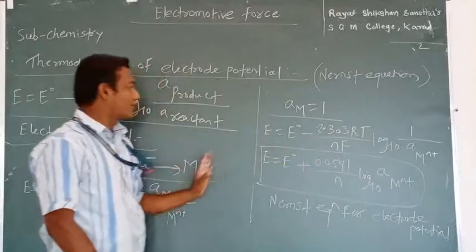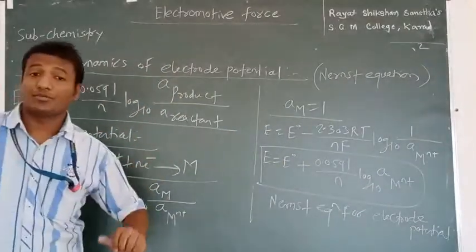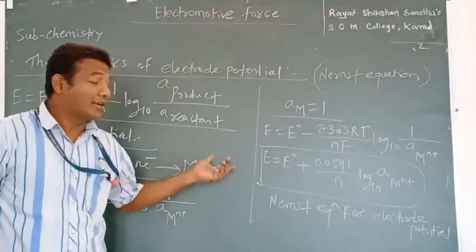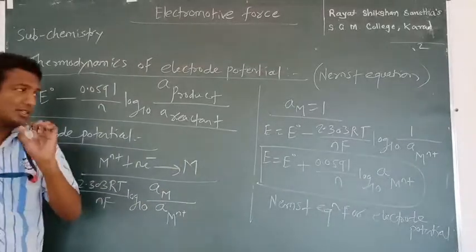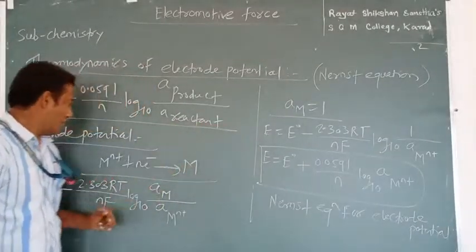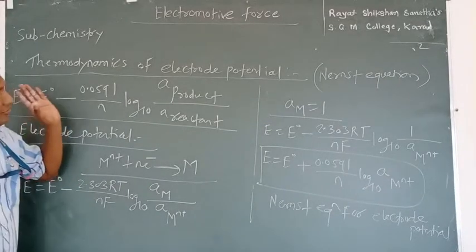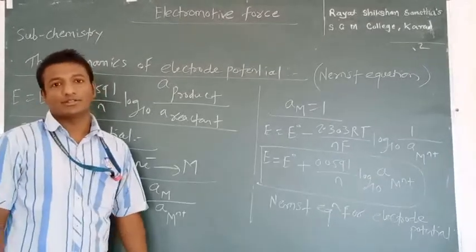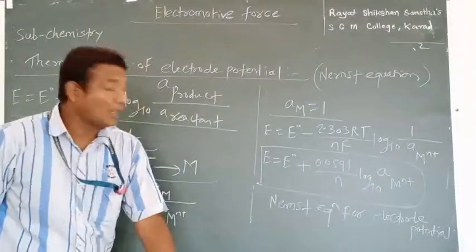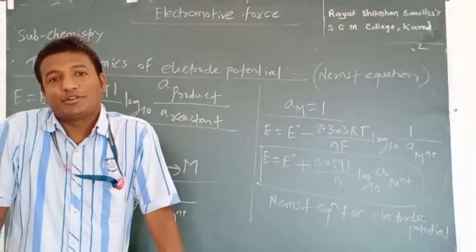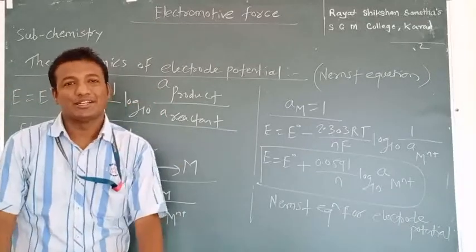होल टॉपिक में ये इक्वेशन यूज होने वाला है. Types of electrodes, liquid junction potential, then chemical cell without transference, with transference, concentration cell with transference, without. हर जगह पे ये इक्वेशन यूज होने वाला है, नर्स्ट इक्वेशन. So this is about thermodynamics of electrode potential, the Nernst equation. In the next lecture we will see the types of electrodes, how many types of electrodes there are, and we will see the potential of those electrodes. Thank you very much.